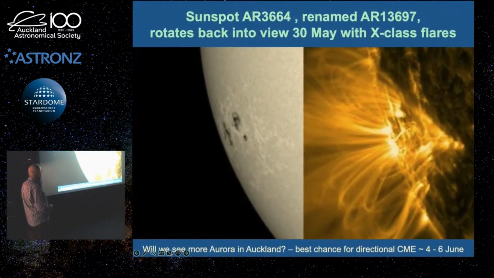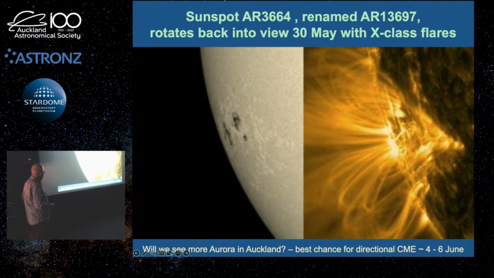Now, coming up, it's actually been around the far side of the sun. It's coming back into view again, and it's been renamed now, Active Region 13697. So that's the one to look out for. It came back into view just on the 30th of May. That was Thursday, wasn't it? Yeah. And it was very active, giving out plenty of X-class flares.